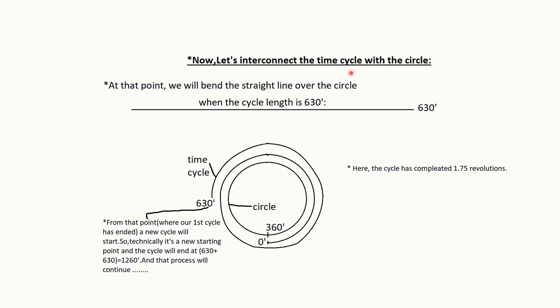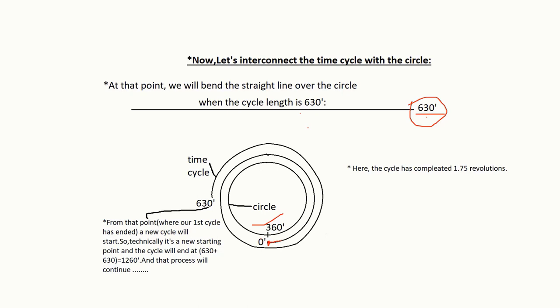Now let's interconnect the time cycle with the circle again. At that point, we will be bending the straight line over the circle again, when the cycle length is 630 degrees, not 180. So this is the circle, which is 360 degrees. And now our cycle length is actually 630 degrees. Imagine that 630 degrees bending over the circle. So this is the starting point, which is actually 0 degree.